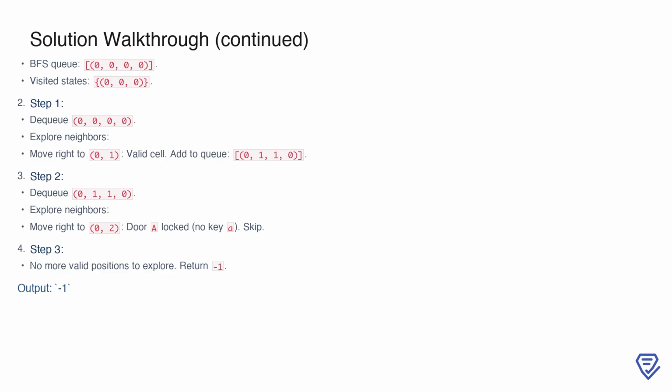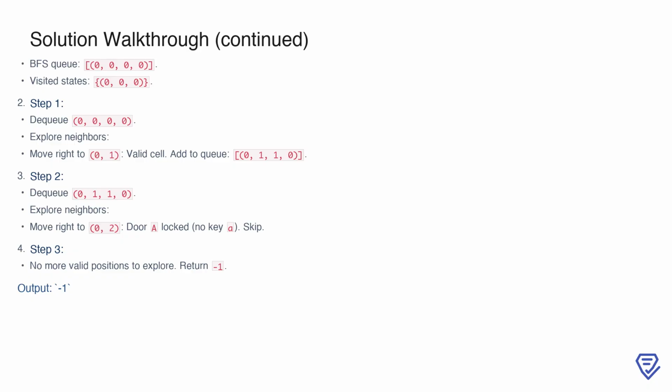The starting point is at 0, 0, and there's a door blocking access to key A. Here, all_keys is 1, as there's only one key. The BFS queue starts with 0, 0, 0, 0, and visited states include 0, 0, 0. From 0, 0, 0, 0, moving right to position 0, 1 is valid, so we add 0, 1, 1, 0 to the queue.